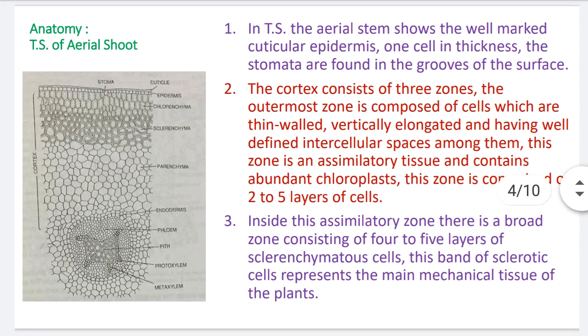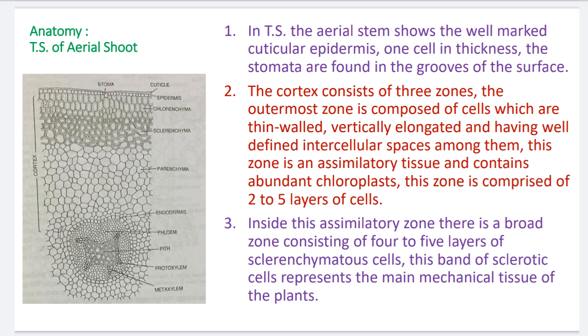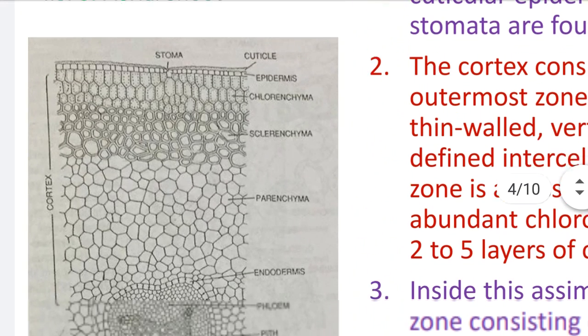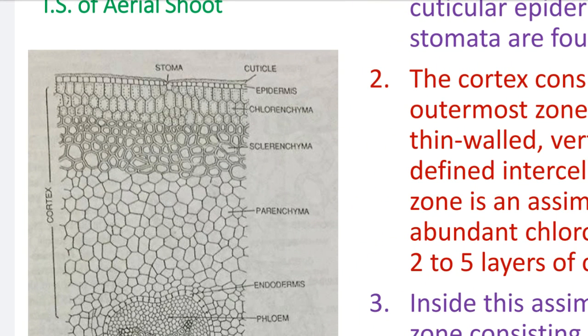Now the anatomy of the sporophytic structure. The first point is the anatomy of the aerial shoot. Aerial shoot means aerial stem. Okay, you see in the diagram, when you take the transverse section, the outline of the stem is circular. The outermost protective covering is the epidermis. The epidermis is further covered by the cuticle, which is the waxy coating on the epidermis.